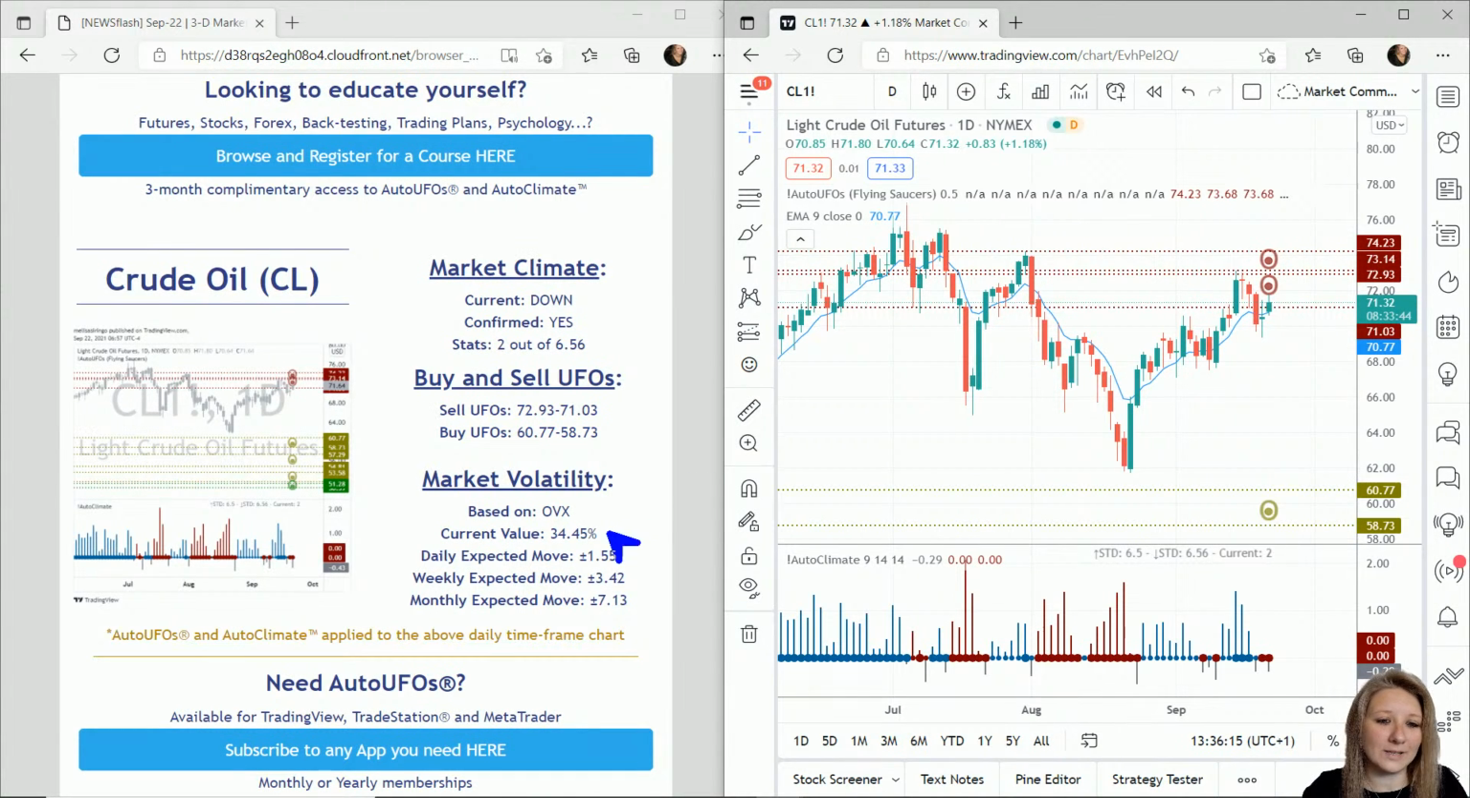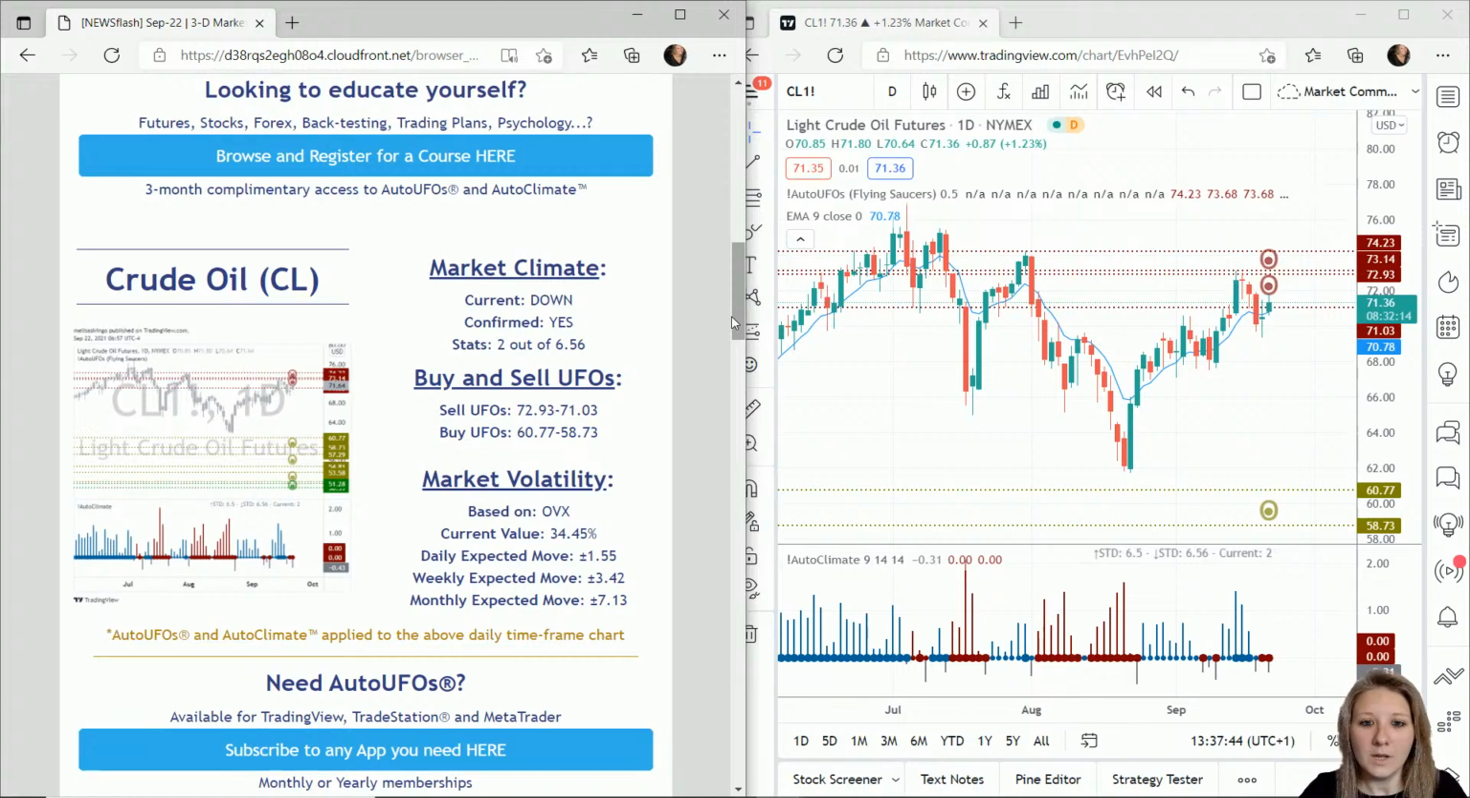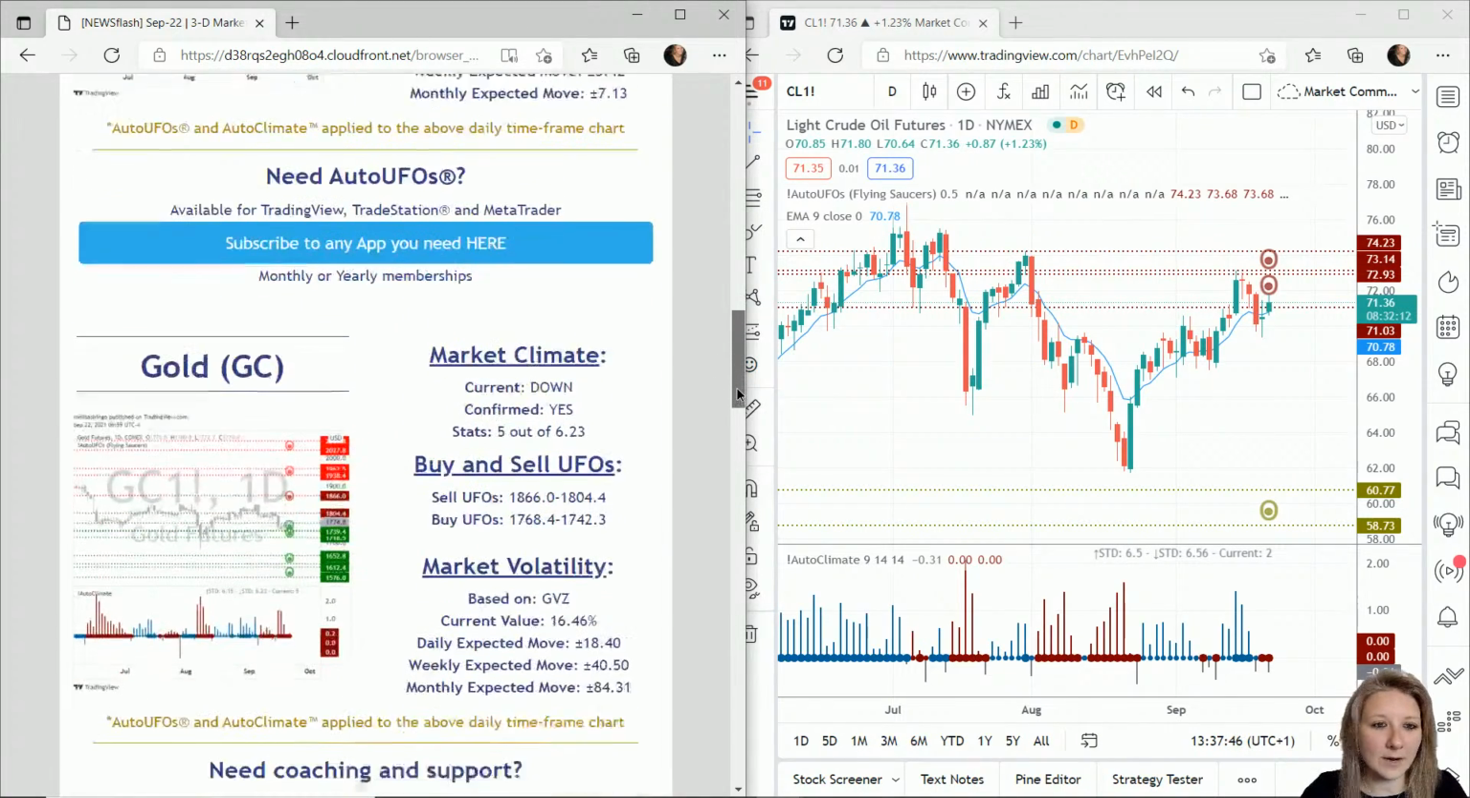Now, in terms of volatility, we expect movement up or down in 1 year of 34.45%, which is up or down in these given time frames. So in a day, 1.55 points, in a week, 3.42 points, and in 1 month, 7.13 points. Again, that's moving up or down, either direction. So that's oil. Moving on to the next market now, which is gold.